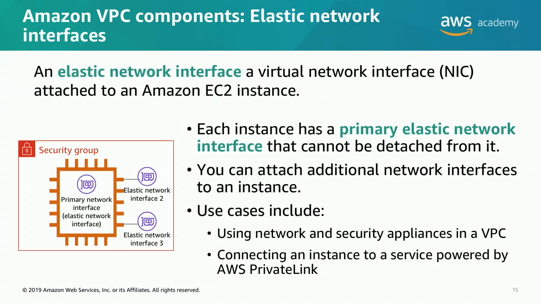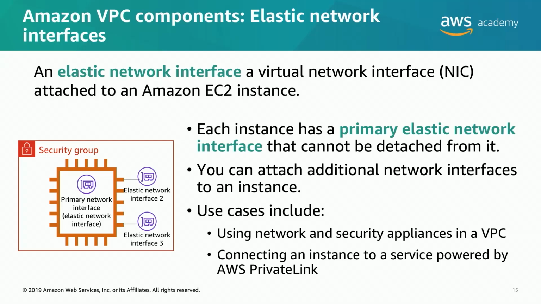An additional network interface can be attached to an instance, detached from that instance, and then attached to another instance. The network interface's attributes follow it when it is attached or detached from instances. When you move a network interface from one instance to another instance, network traffic is redirected to the new instance.